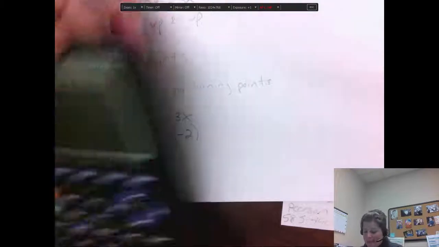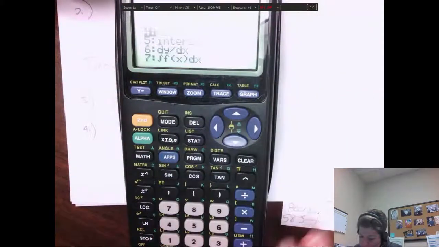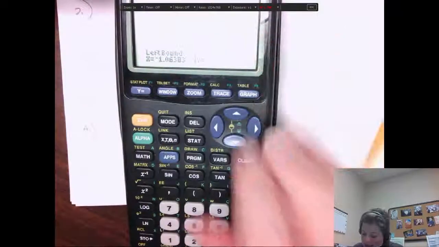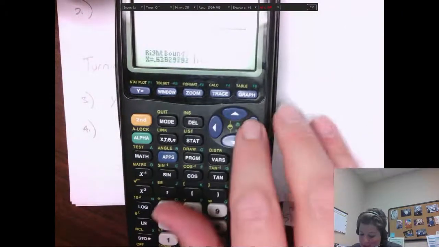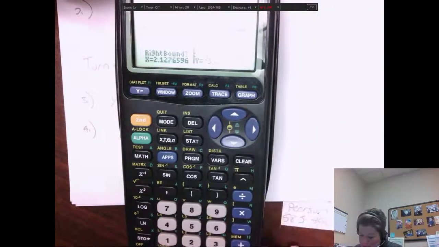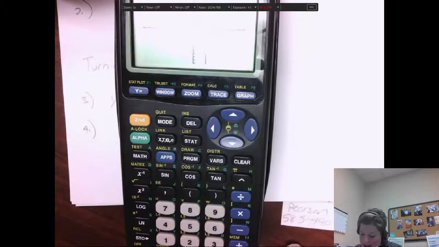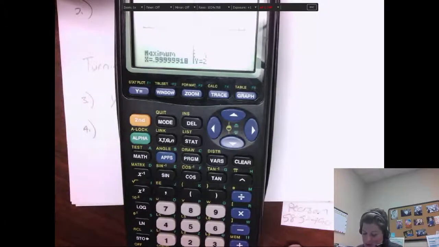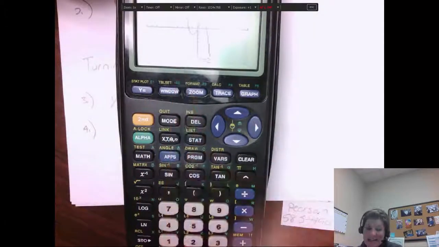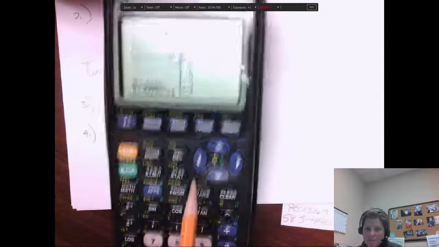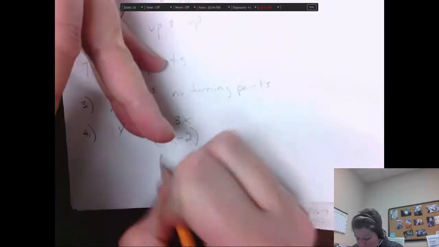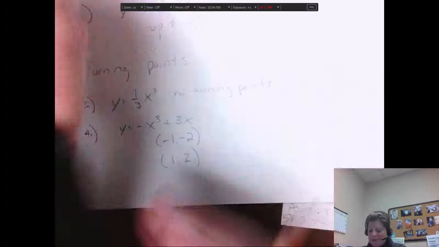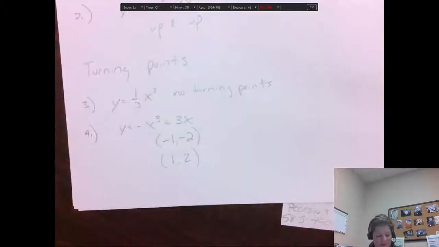Okay, and then let's do the maximum this time, because this one's up high and I have to be left of the maximum. So I hit enter, and then I have to go to the right of the maximum, hit enter again, pass that guess because I really want to know. 0.999999 is like 1. So 1, 2 is the other point. It rounds a little bit, but you can get the idea from that calculator.